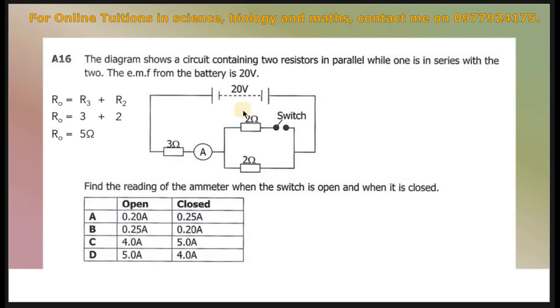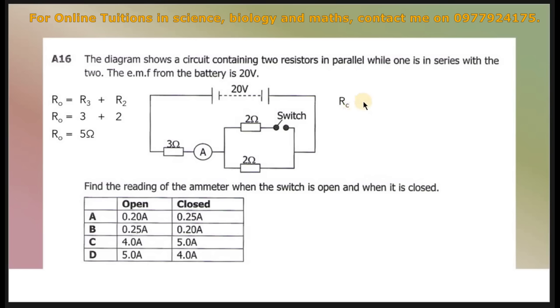Because the total current in the circuit, which will be measured here, should be the total current offered by the total resistance of the circuit. Okay, that's how it works. So whether you put the ammeter here or there, it doesn't matter where you place it. Now let's find the total resistance when the switch is closed.